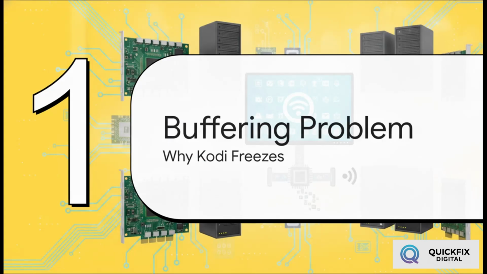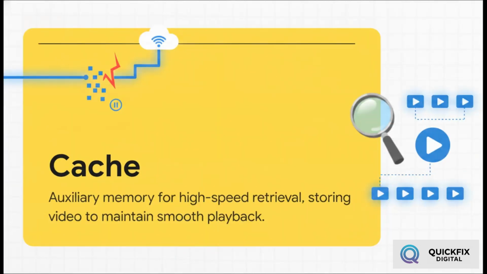Part 1. The buffering problem. Let's look at why standard setups so often fail, especially if you're a heavy streamer using newer builds like Kodi Omega 21 or Nexus 20. To really understand how to fix this, we first got to talk about the cache.